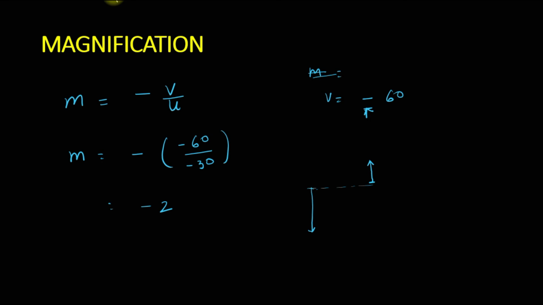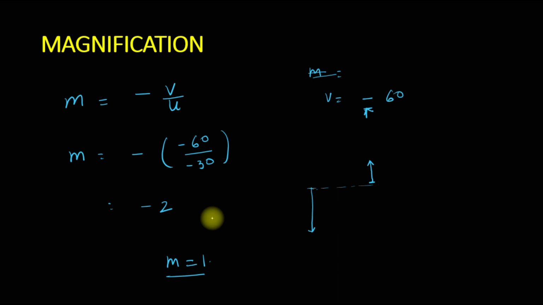Now if someone asks about the magnification by the plane mirror, what is the magnification of the image formed by a plane mirror? As we have already discussed, the image formed by a plane mirror is the same in size but virtual. It means the image forms to the right side of the pole, that is the right side of the mirror. In the case of a plane mirror, magnification is always 1.